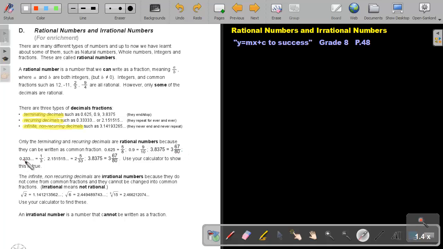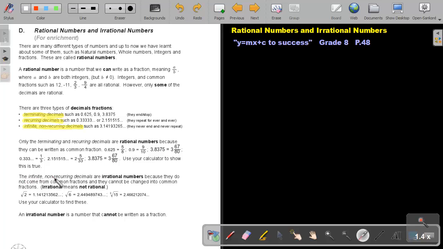0.333, it's 1 over 3. You can test it on the calculator. 2.151515, it's 2 and 5 over 33. Test it on the calculator. Now, I think this one we already mentioned there.